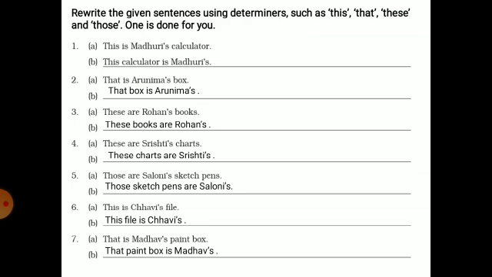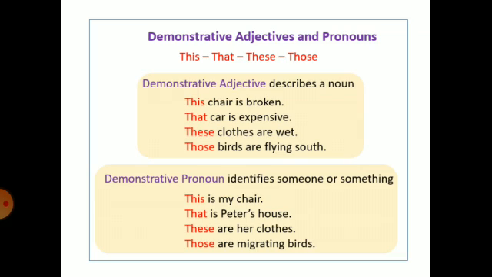This is Madhuri's calculator. You have to convert it into this calculator is Madhuri's. Now, go back now. This chair is broken. This is demonstrative adjective. And this is my chair. This is my chair. This is pronoun.